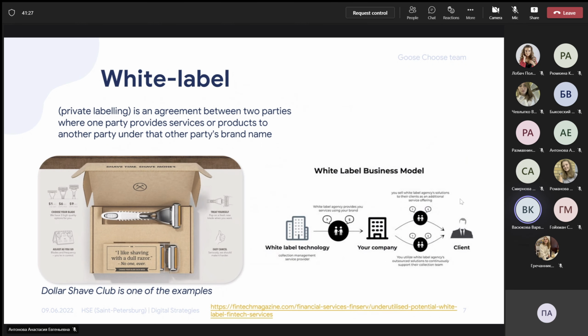In short, white labeling or private labeling is an agreement between two parties where one party provides services or products to another party under the other party's brand name. There are successful companies based solely on white labeling, such as Dollar Shave Club. It's a subscription service for personal care and lifestyle items for men and sources its branded products from South Korean razor manufacturer Dorco.